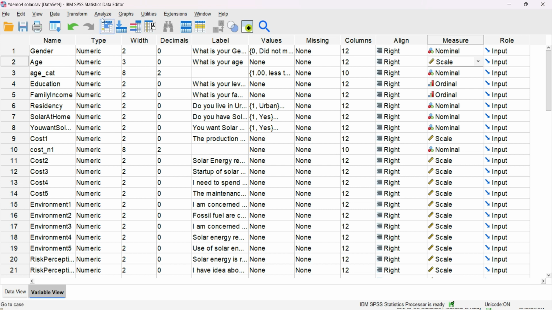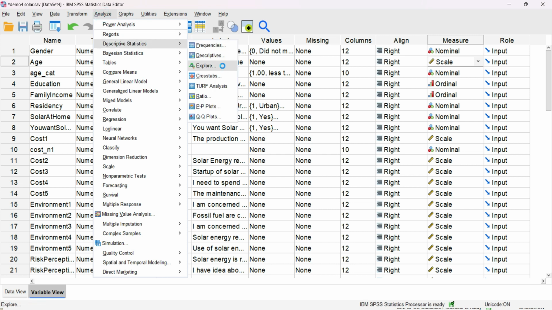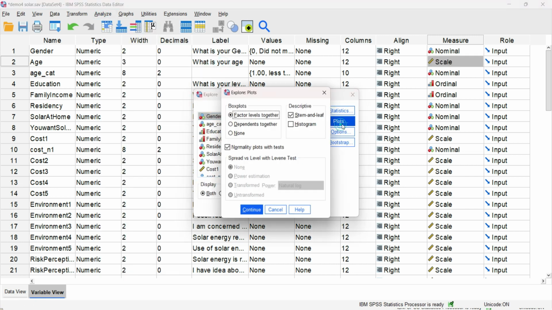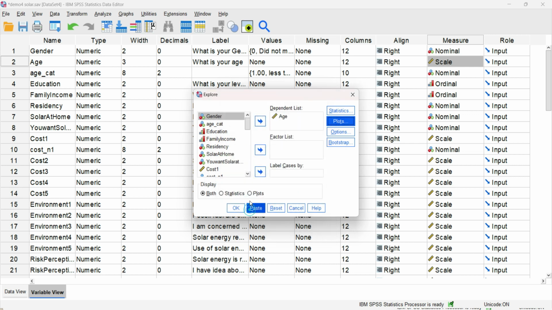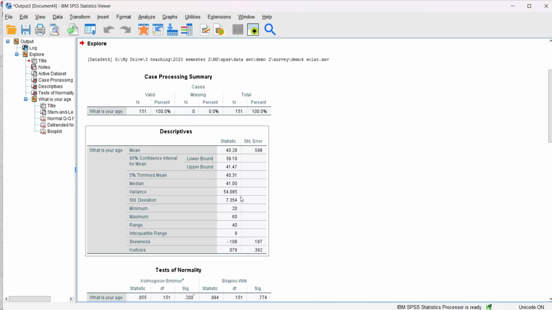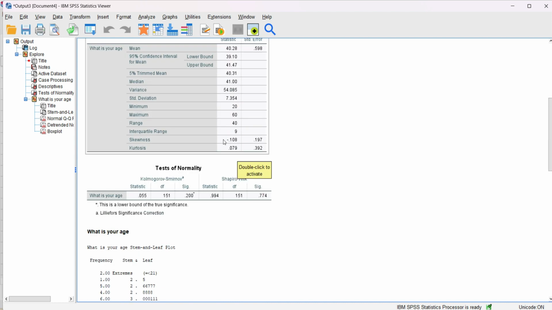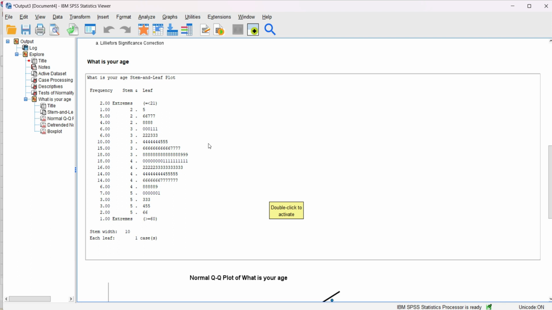As we have seen in our previous video, we are going to explore and see the normality plots with the test. Press OK. And here we can see that skewness and kurtosis are two measures. If they are less than 1.96, we can say that they are approximately normally distributed, because that is two standard deviations. Similarly, we have a KS test that is also insignificant, which means it is normally distributed. We have the Shapiro-Wilk test that is insignificant, which means it is normally distributed.